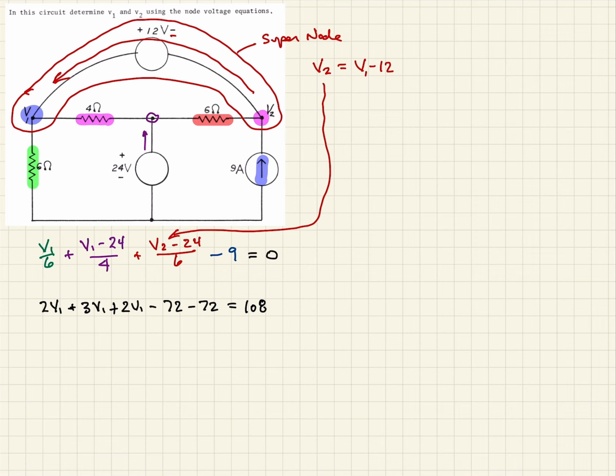And then again, if we collect all the terms, this should be 7V1 minus 144. Again, that should be equal to 108. So then 7V1 should be equal to 252, just bringing that over. So when we divide both sides by 7, we should come up with V1 is equal to 36 volts.